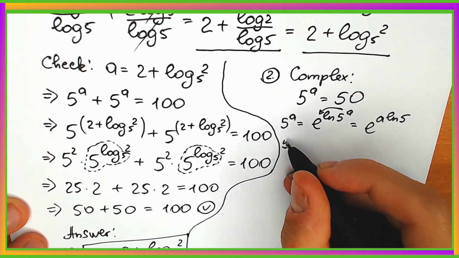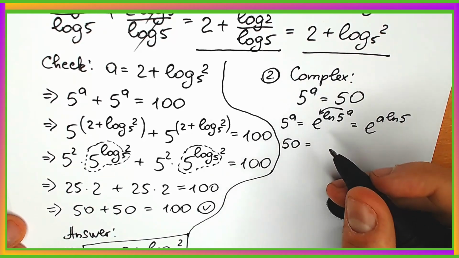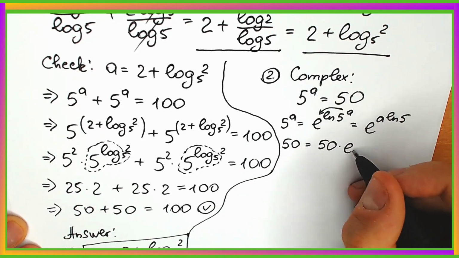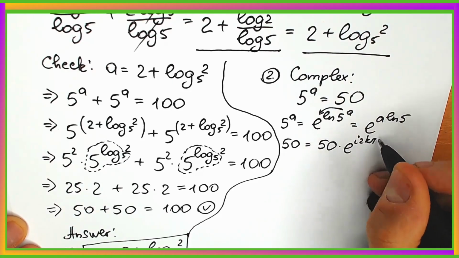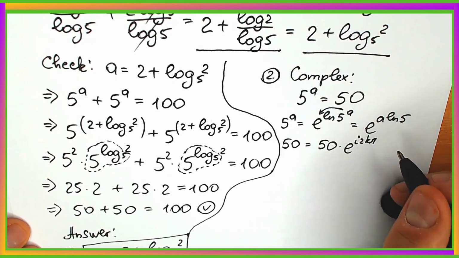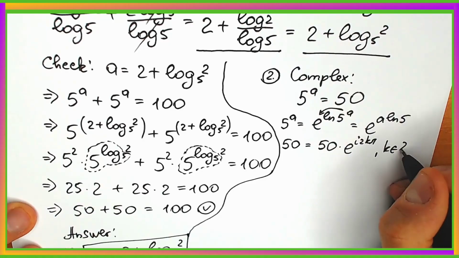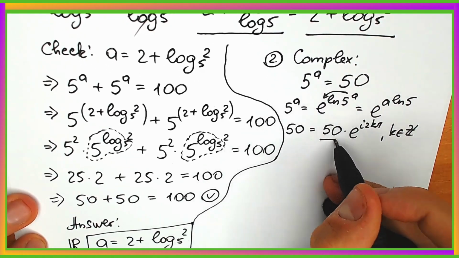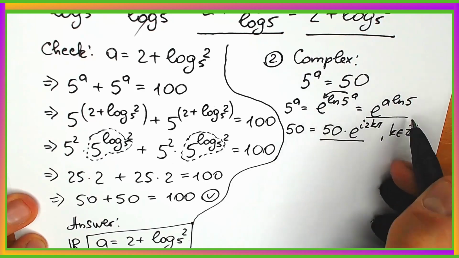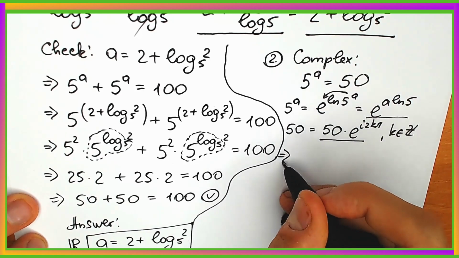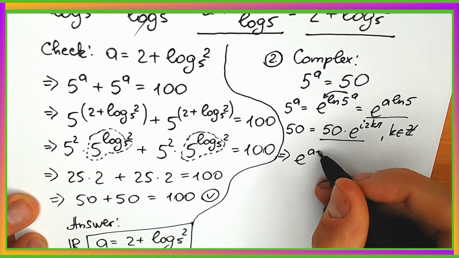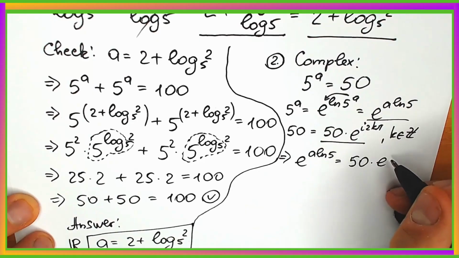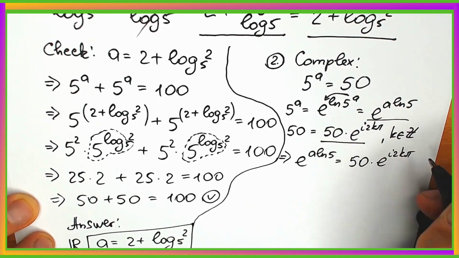Instead of 50, in terms of complex numbers and identities, we can write 50 times e to the power i 2k pi, where k is from the set of integers. Right now, instead of 50, we plug in this expression, and instead of 5 to the a, we plug in this expression. So we have e to the power a natural log 5 equal to 50 times e to the power i 2k pi.